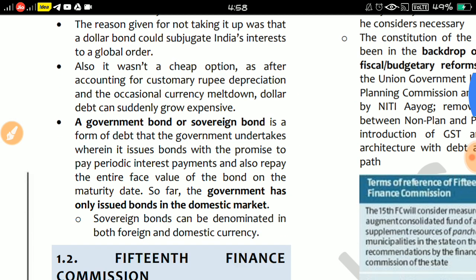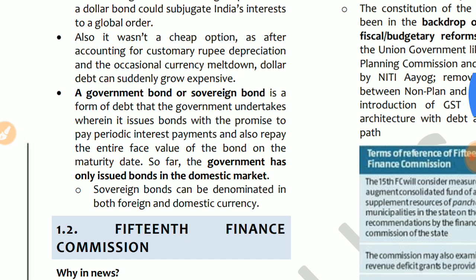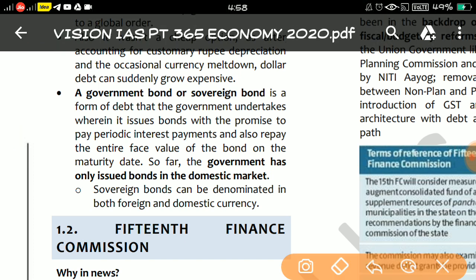And apart from that, a government bond or sovereign bond is a form of debt. I have already told you that there will be a kind of bond, a sovereign bond, and this will promise to pay periodic interest, and apart from that, face value and maturity date will be there. So three components will be there, and the government has only issued bonds in the domestic market as of now. You will get these things in India only, not outside of the country. Whenever you get this outside of the country, we say that foreign currency borrowing is happening. Okay, I hope you are getting this thing.